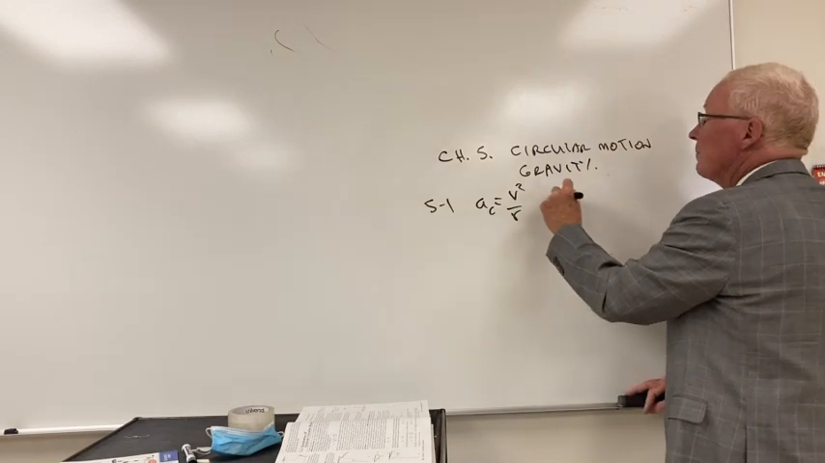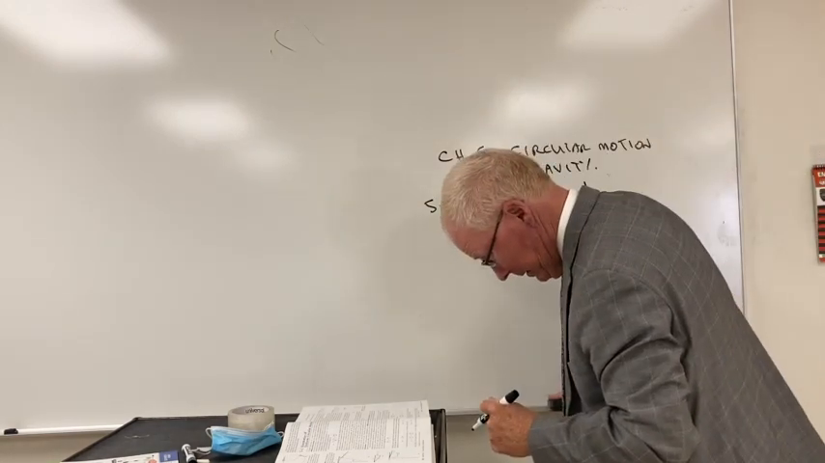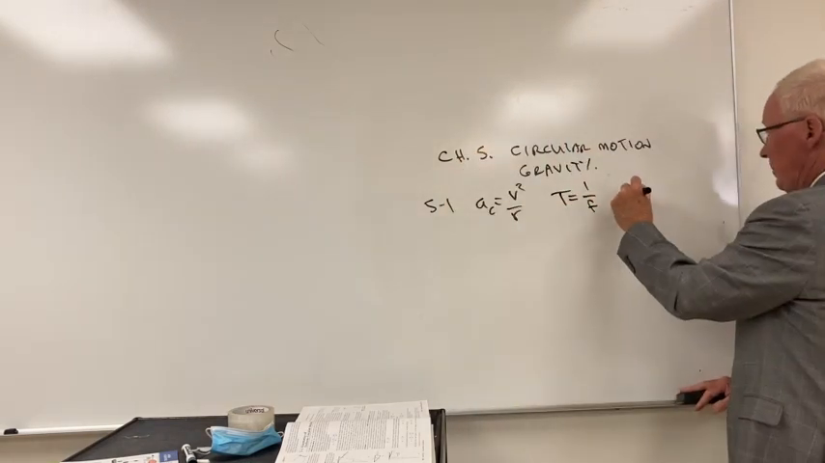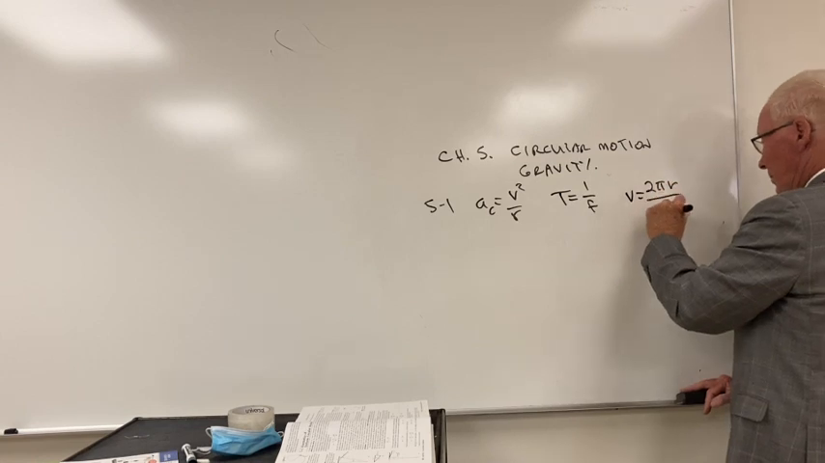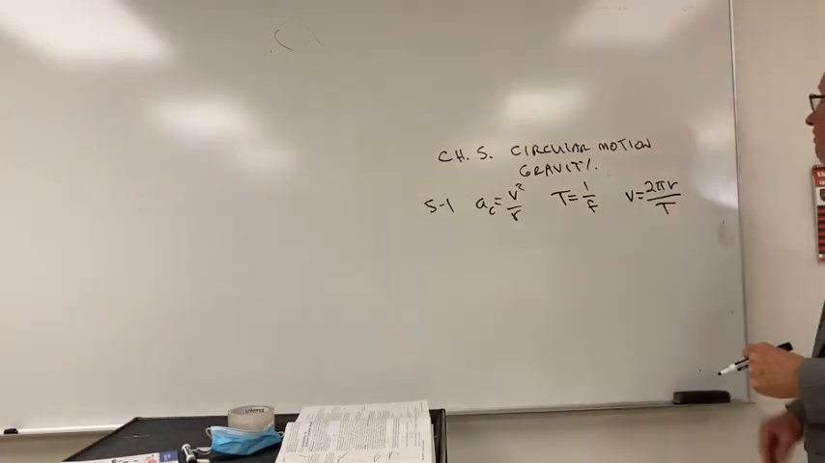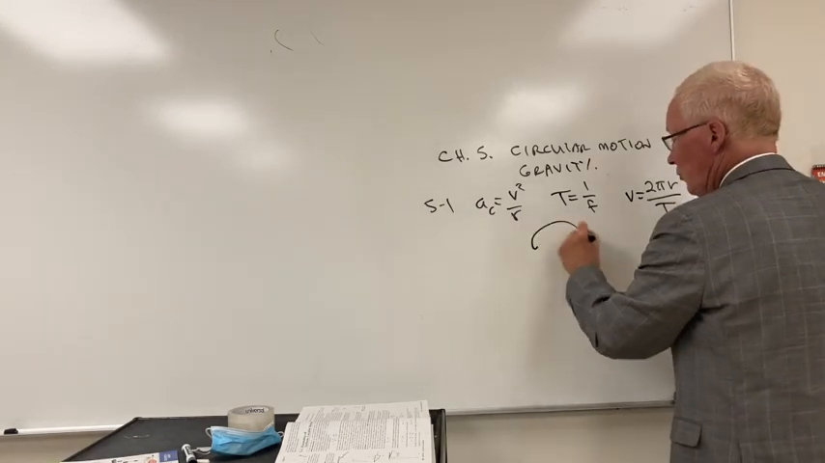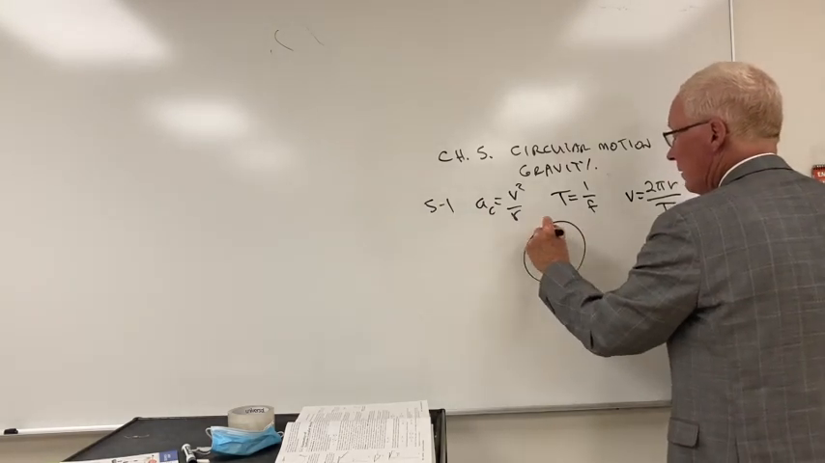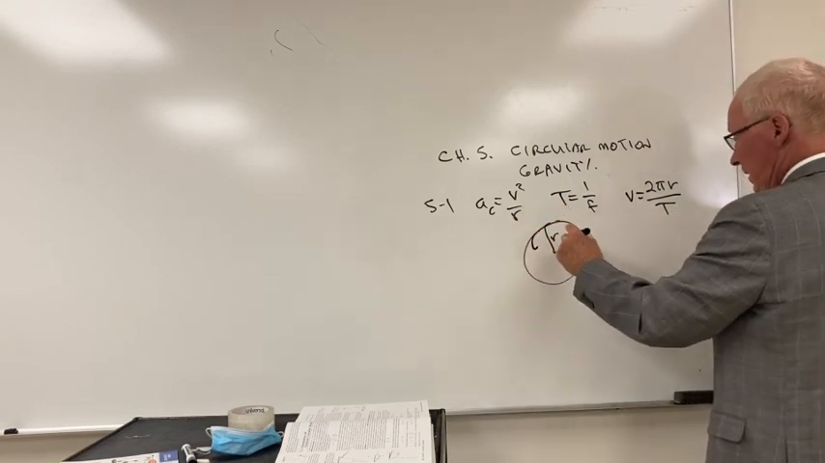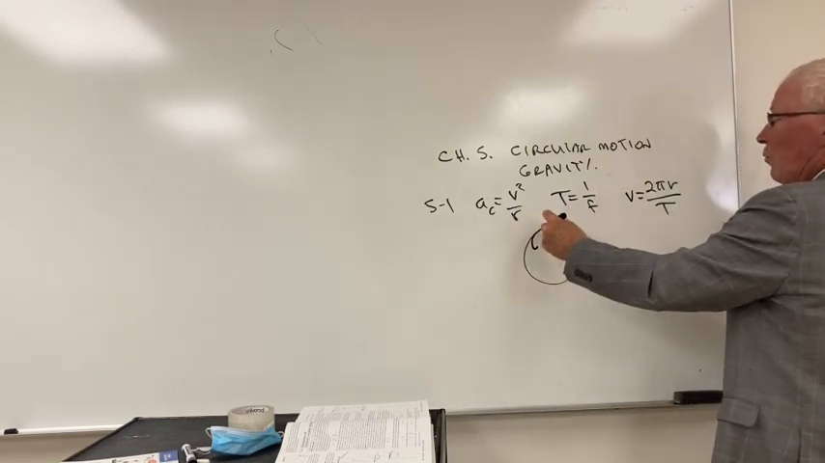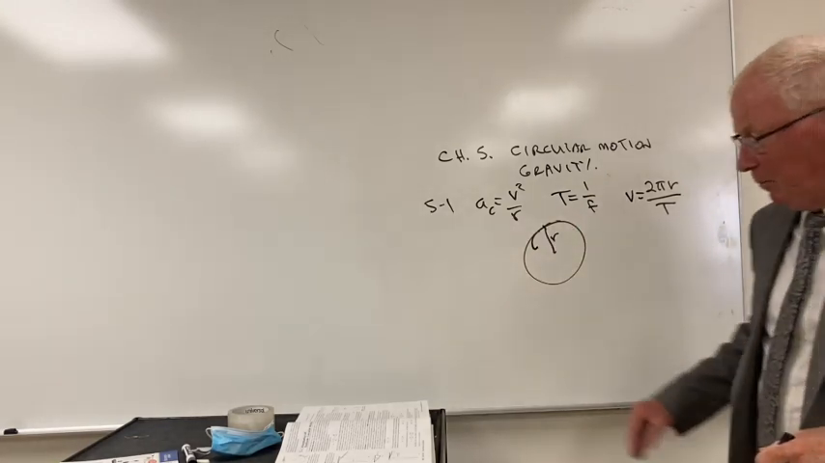Related to that, the period is 1 over the frequency, and the speed is 2 pi r over the period. The circumference is 2 pi r, and the period is how long it takes to go from one spot back to the same spot. So that's section 5.1.